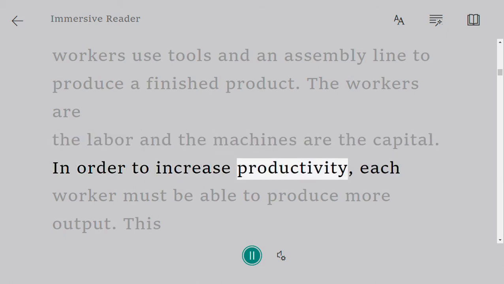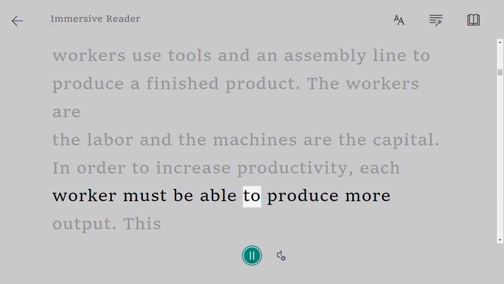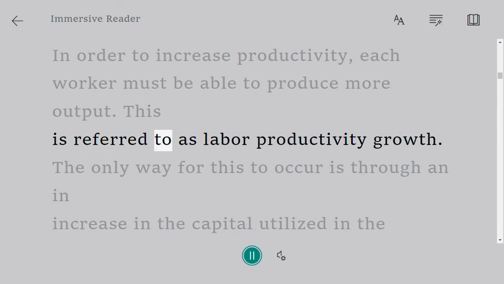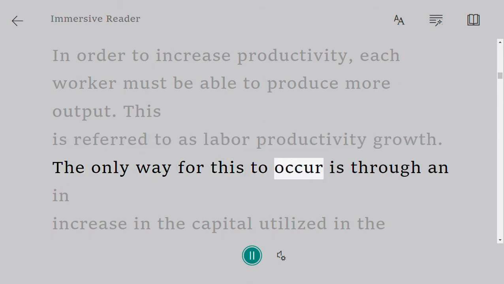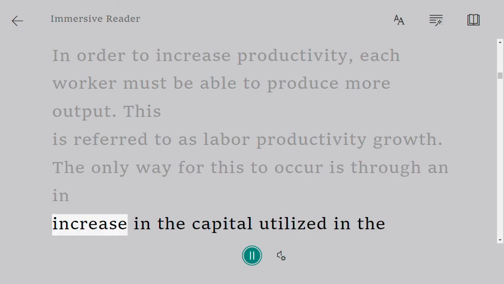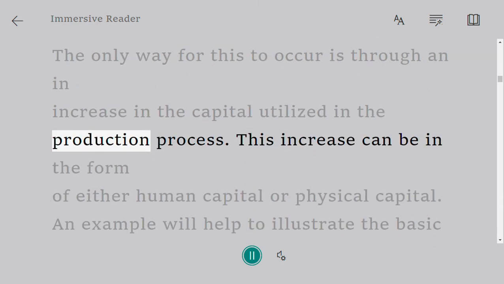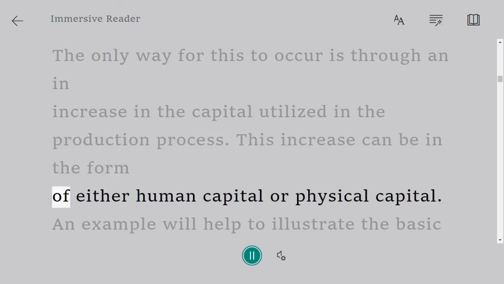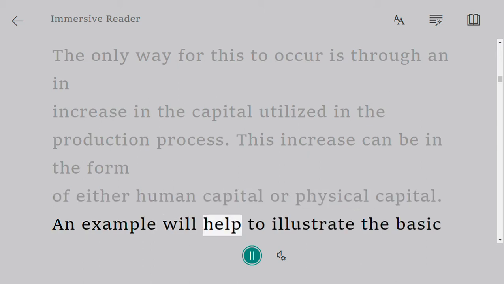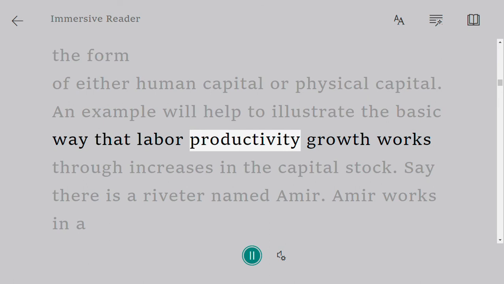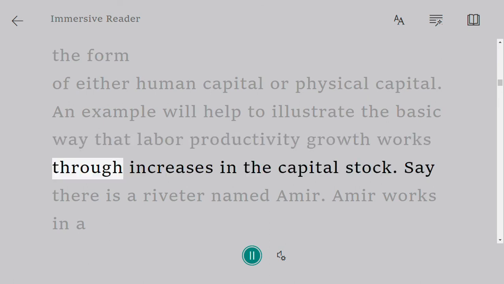In order to increase productivity, each worker must be able to produce more output. This is referred to as labor productivity growth. The only way for this to occur is through an increase in the capital utilized in the production process. This increase can be in the form of either human capital or physical capital. An example will help to illustrate the basic way that labor productivity growth works through increases in the capital stock.